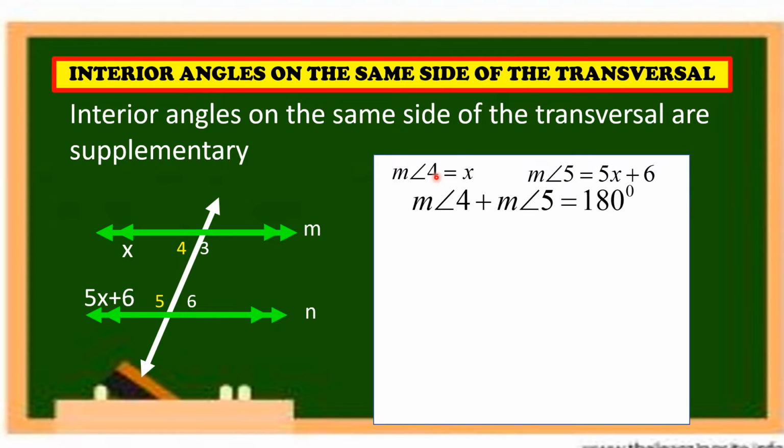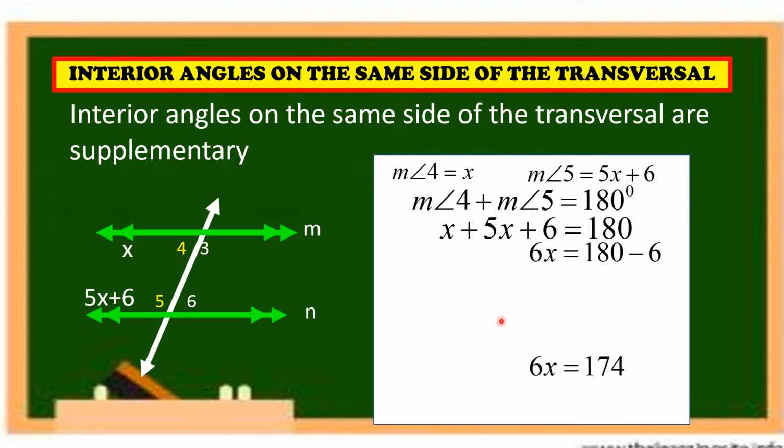Angle 4 is x, and angle 5 is 5x plus 6. x plus 5x plus 6 equals 180 degrees. Solving for x, 1x plus 5x equals 6x. 6x equals 180 minus 6. 180 minus 6 is 174. Dividing both sides of the equation by 6, 6x over 6 equals 174 over 6. What is the value of x? The value of x is 29 degrees.